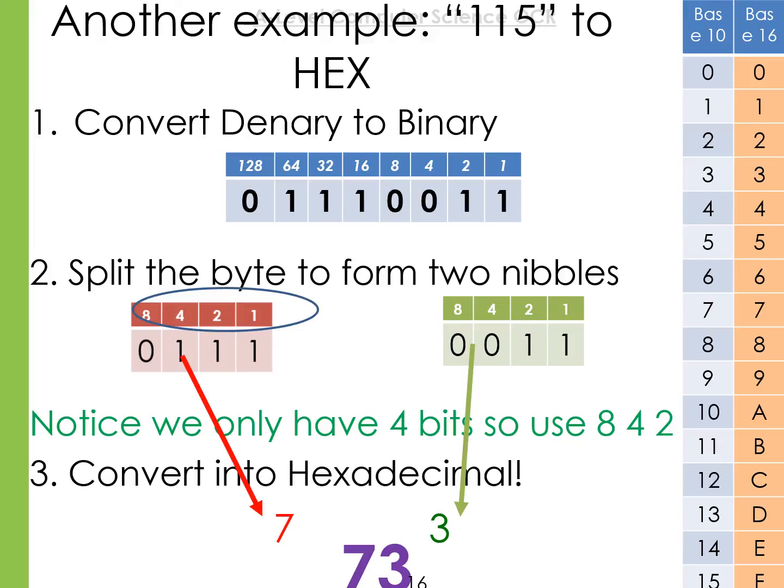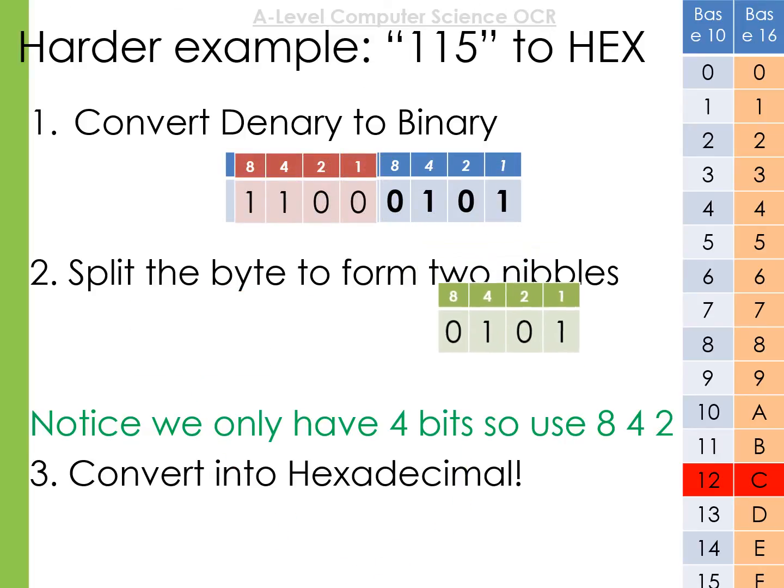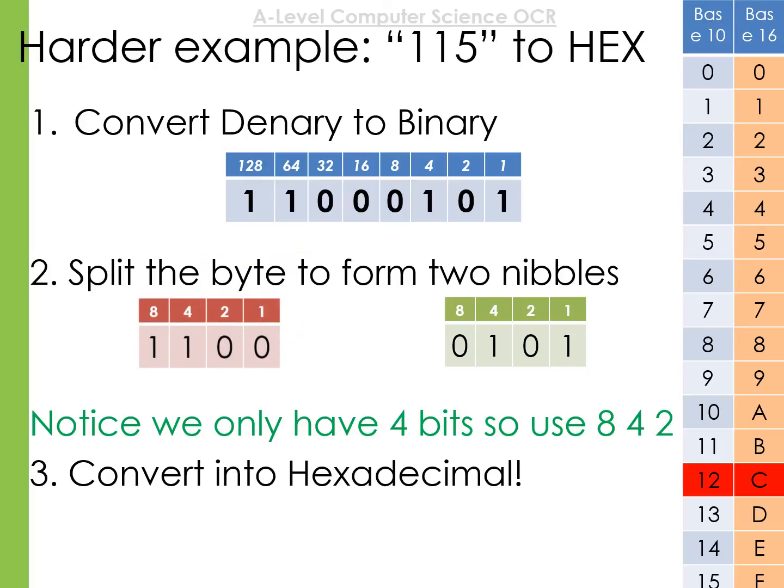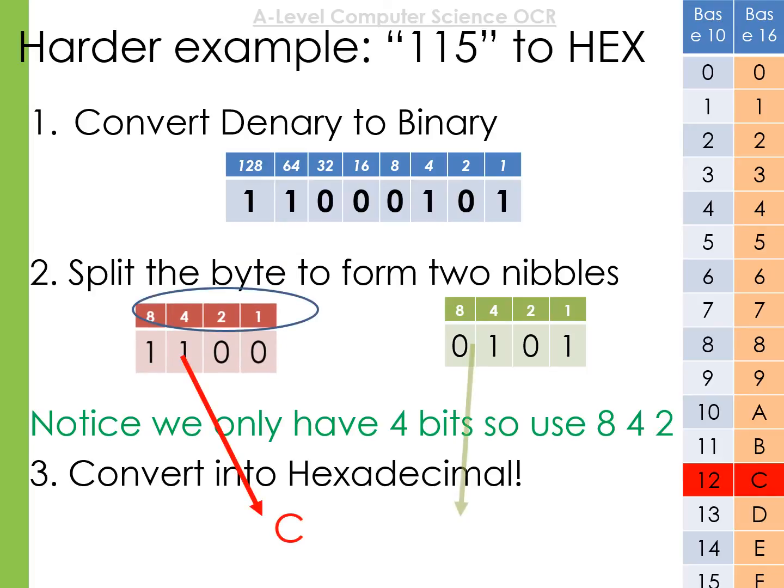Here's another example, 115 to hexadecimal. We convert it to denary, to binary, split into two nibbles, and then we convert it to hexadecimal, remembering your base. Here's a slightly harder example, 115 from hexadecimal. We convert it to binary first, split into two nibbles, and then we convert it to hexadecimal.